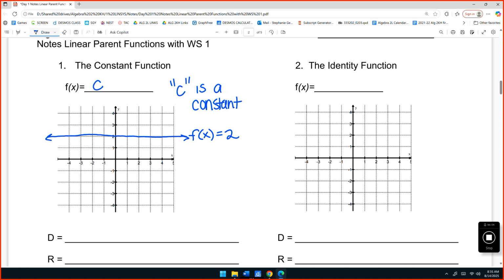Like I could have f of x equals, I'm going to call this one -1/2. That's supposed to be a zero slope. Didn't draw it too well. Okay, so that's a constant function. It has a slope of 0 because it doesn't change.